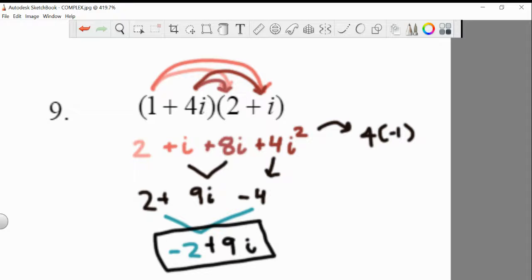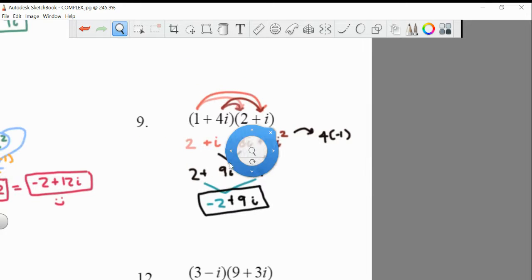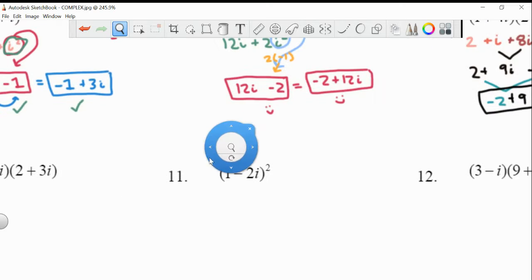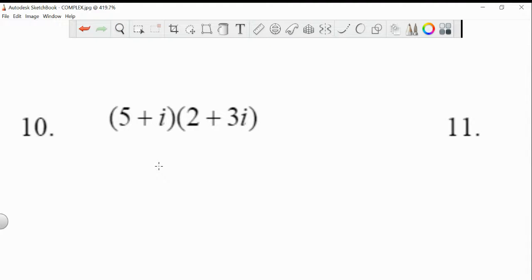Now, the first time you do this, it seems crazy, right? We had to do a FOIL. We got all 4 parts. We had to turn this part into a real part, and then we had to combine the real parts. But once we do a second question, you're going to realize that it's very, very repetitive, okay? Doing this number considerably faster than we did the last one.